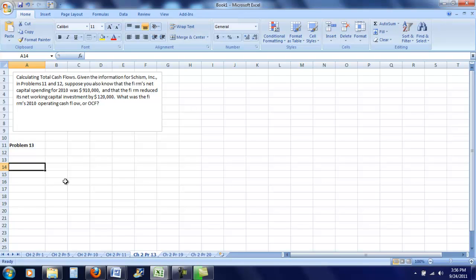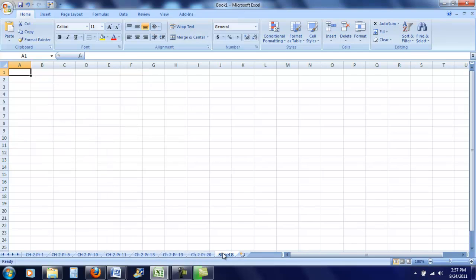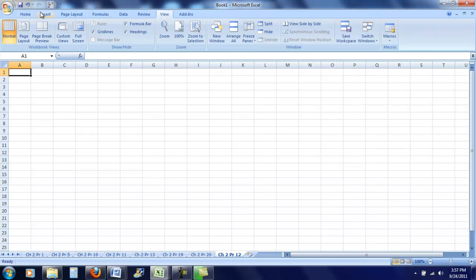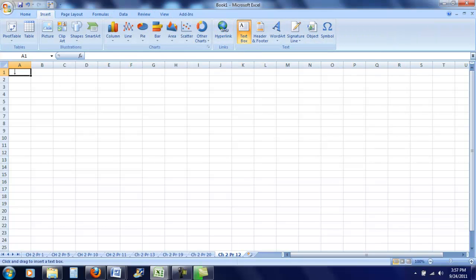Now we've already done problem 11, but we have not done problem 12. So, what I would do is I'm going to actually go back in here and calculate problem 12. So I'm going to add a spreadsheet because we're going to need the number from problem 12. Chapter 2, problem 12. And I'm going to insert a text box here and just type the problem for you.